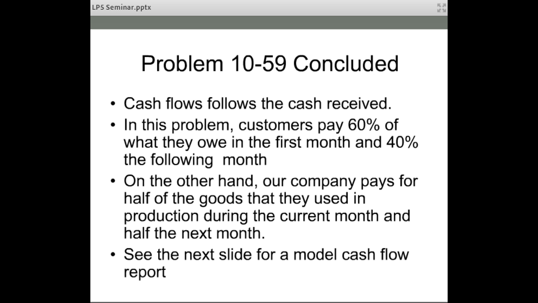As we conclude problem 1029, the cash flows follow the cash received. In this problem, the customers pay 60% of what they owe in the first month and 40% in the following month. This is typical in a company where a lot of the sales are on credit. On the other hand, our company pays for half of the goods that they used in production during the current month and half the next month. So you can see it's very important that they forecast a cash flow in order to pay their own bills. So let's look at the next slide for a model cash flow report.